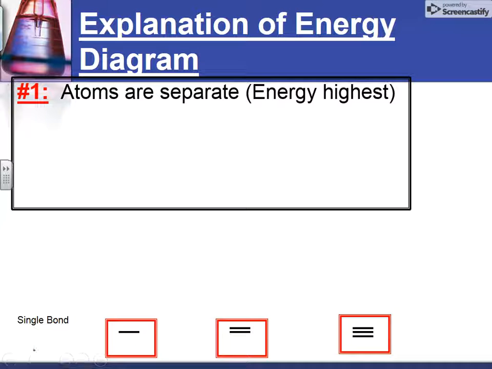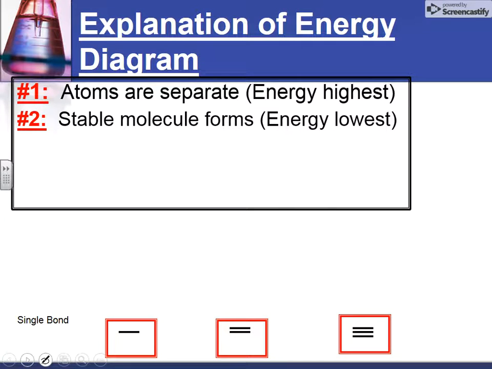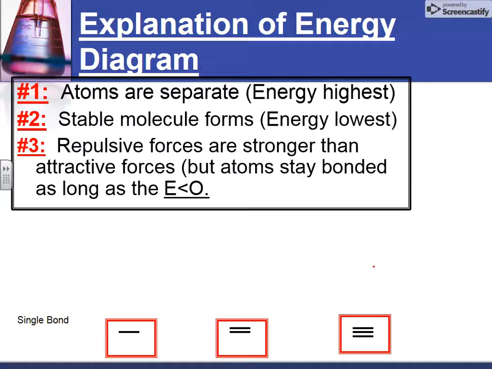Point 1 represents a point in time when the atoms are separate and the energy is at its highest. Point 2 represents the energy where the stable molecule forms, and that's where we see the energy at its lowest point, which represents a stable molecule. As we approach point 3, and then as it starts to level off, what's happening is the repulsive forces do get a little stronger than the attractive forces.